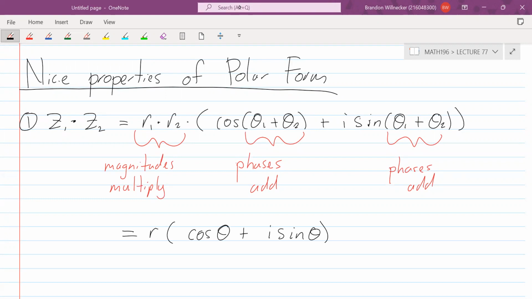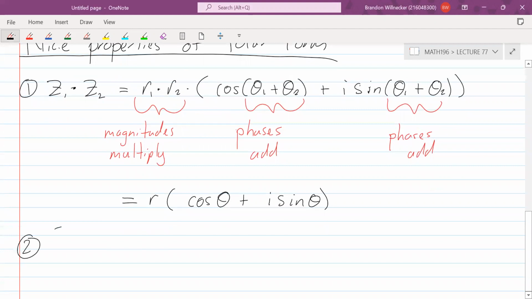Okay, so we see how these magnitudes multiply to give us r in polar form, and then the phases add together to give us the new phase in polar form. So that's what happens when we multiply complex numbers. The magnitudes multiply and the phases get added. Okay, what about dividing complex numbers?